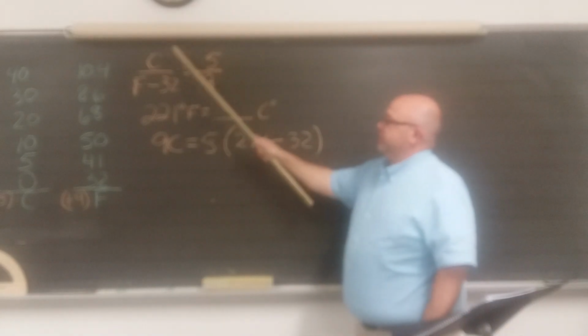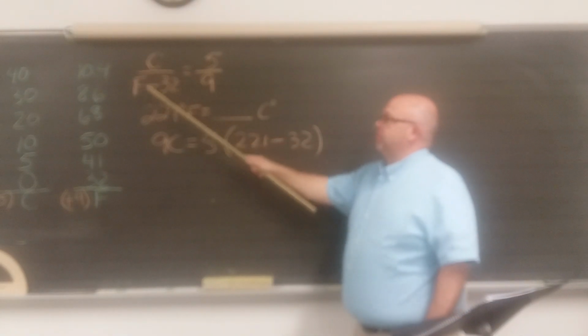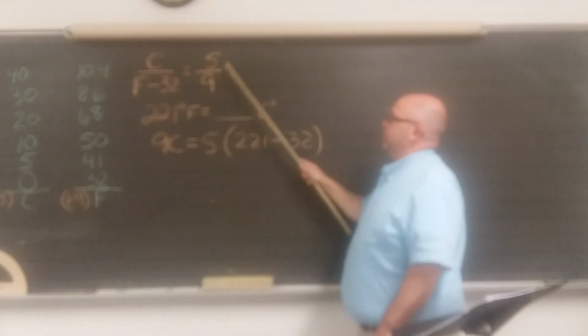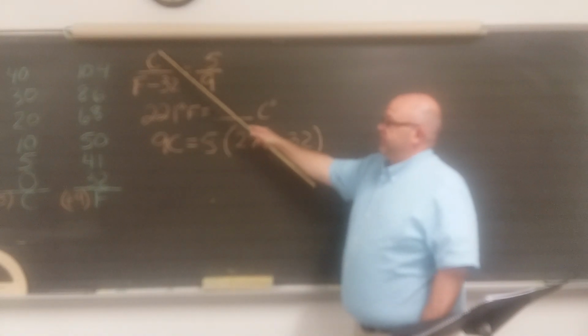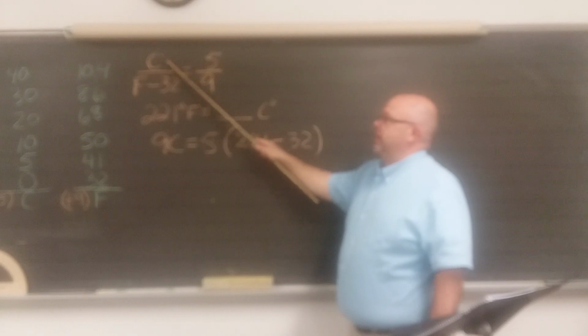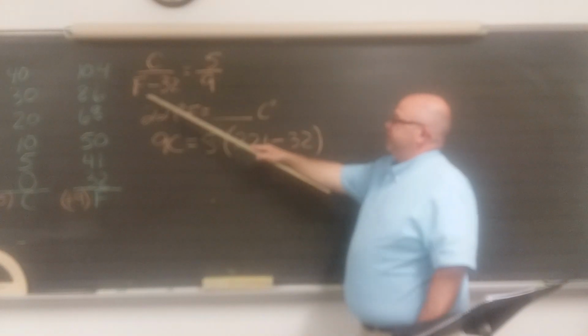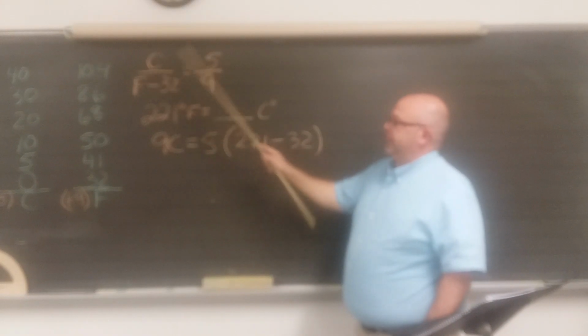This is always your ratio, your proportion. This is always what it's going to be. Celsius is going to be the missing number every time, I think. Fahrenheit, whatever you're starting with, minus 32.